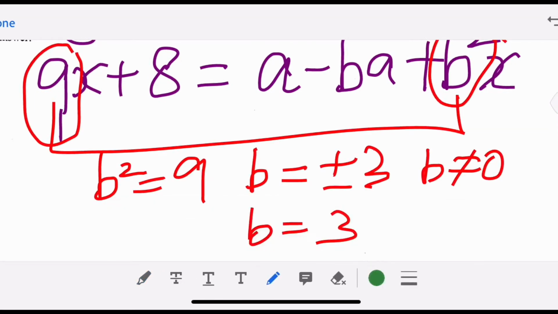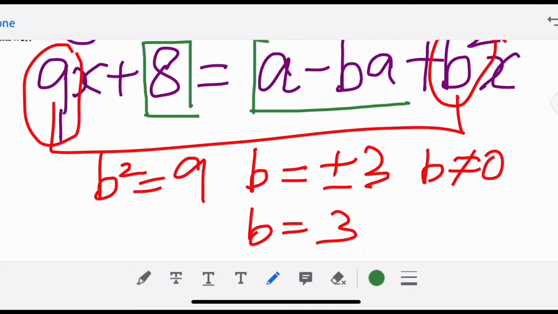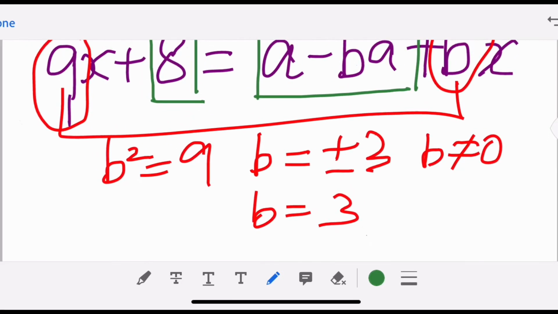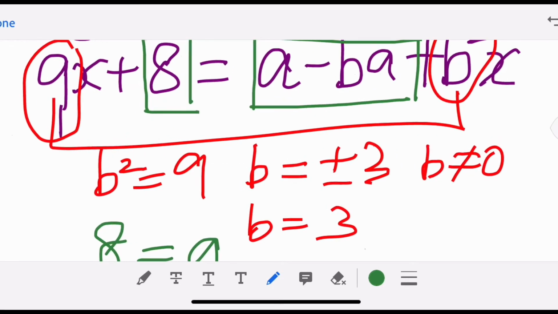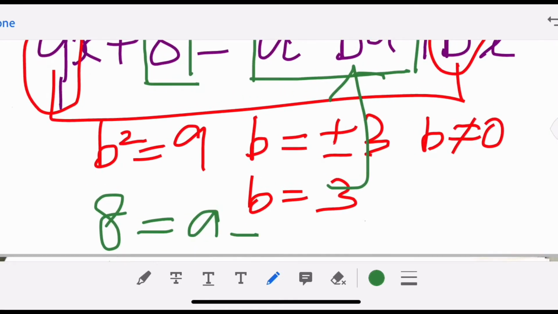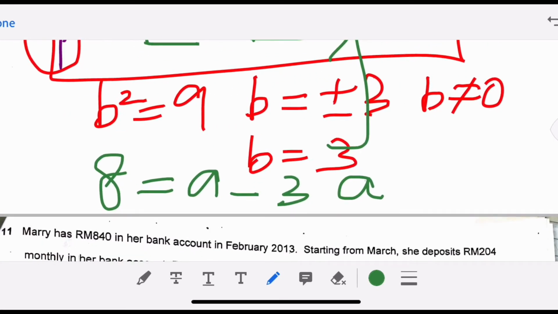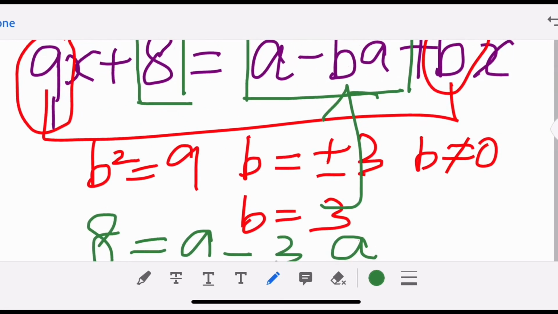Now you see I do comparison, my b squared is equal to 9, so b is positive 3 because b must be positive. Another one, you see I highlight in green color. We do comparison, number and number. The one with the x, we compare coefficients. Coefficient is the number in front of the x. Number and number, I do comparison.